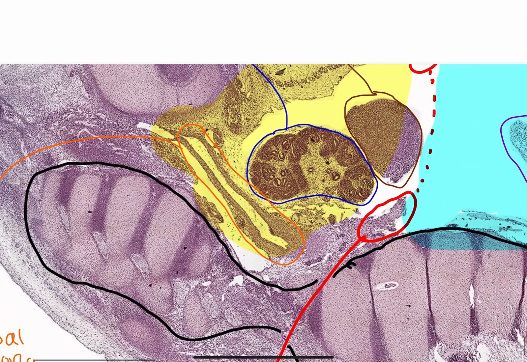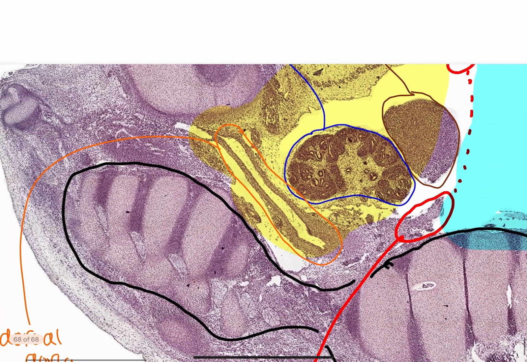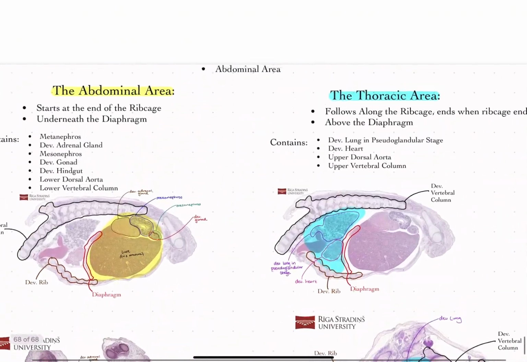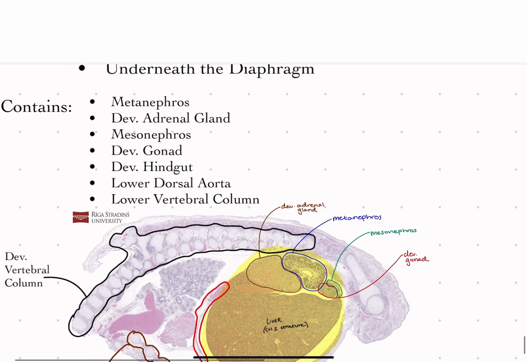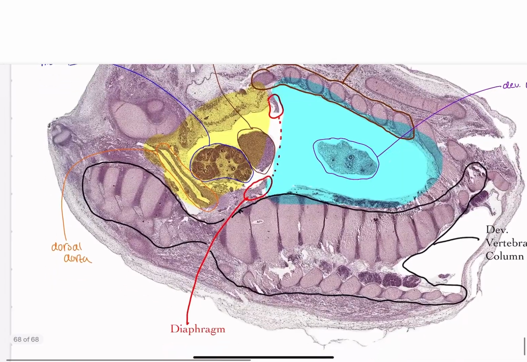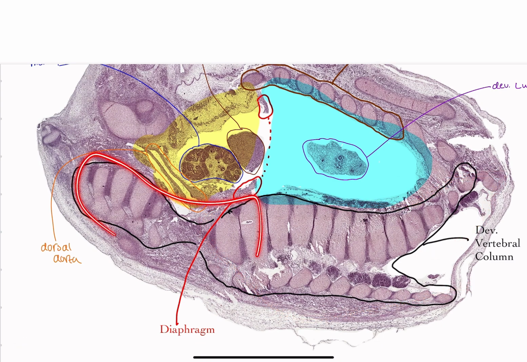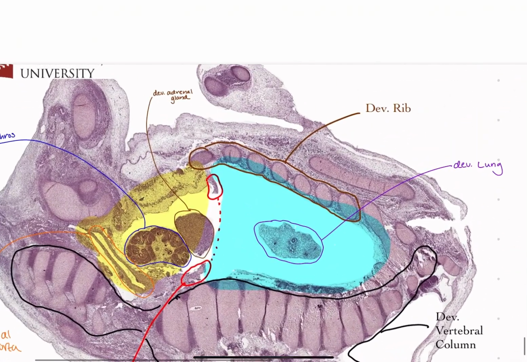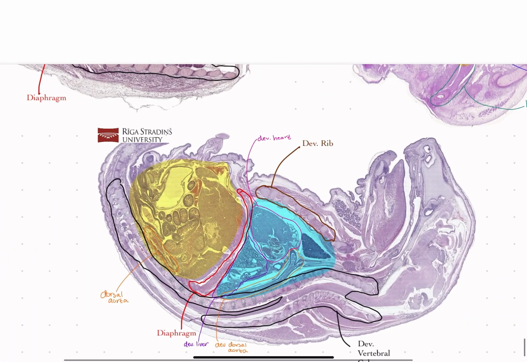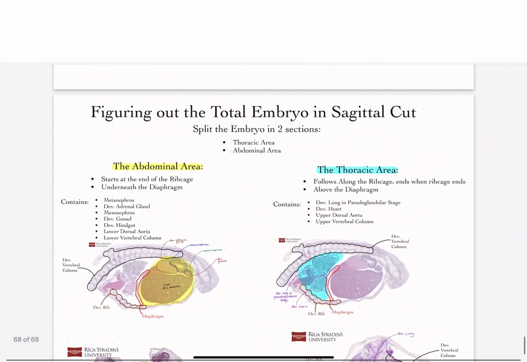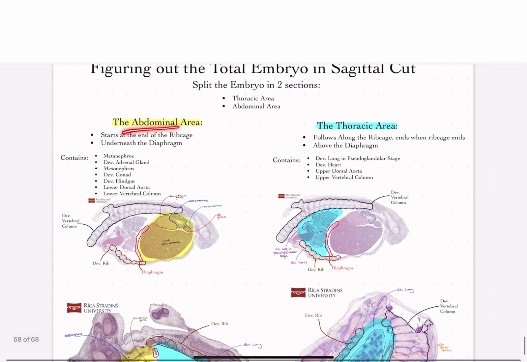Okay, and also we do know that it is a dorsal aorta. We can look at the contents of it with the red blood cells. We can also see if it's lined with endothelial cells. And then finally we have the lower vertebral column. So this would be the upper vertebral column and this would be the lower vertebral column. But again, very big signifiers, we can't see the developing ribs. Okay, those are the differences between the abdominal area and thoracic area.